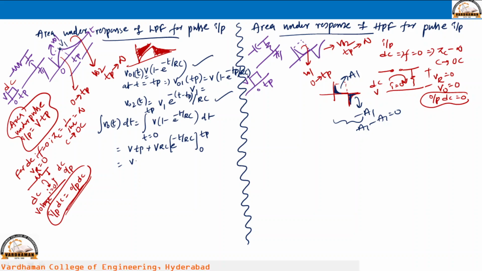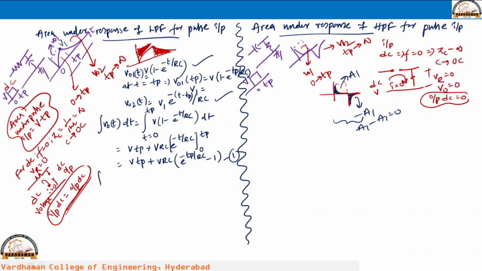So what you will get? V Tp, and if you substitute the upper limit, VRC into e power minus Tp by RC. If you substitute the lower limit, e power 0 is 1. This is what we got under the curve 1. This is equation 1.